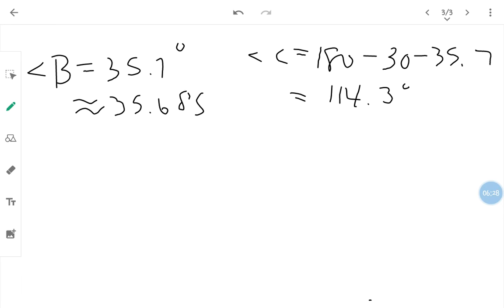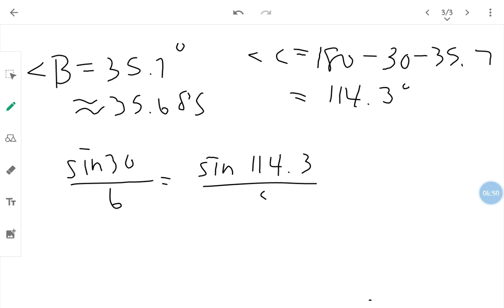114.3 degrees. And then I can get my side. See, this is my last part. I told you that whenever we are using the law of sines, make sure you use the given information. So I recommend working on sine 30 degrees over 6 equals sine of angle C, 114.3 over side C. I don't know the side C. Now what? Do the cross multiplication again.